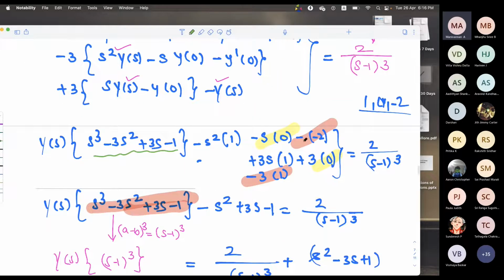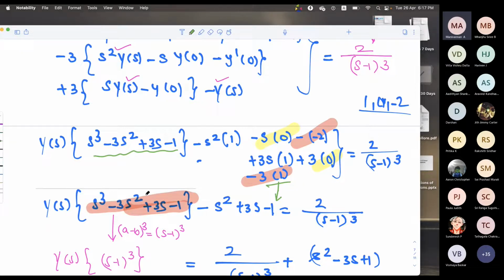Then here minus of minus 2 is positive 2. And here it is minus 3, so from this we have minus 1. Then minus s into 0, plus 3 into 0, these two vanish. Here plus 3s minus s square. Then this minus 1 is a common part here.